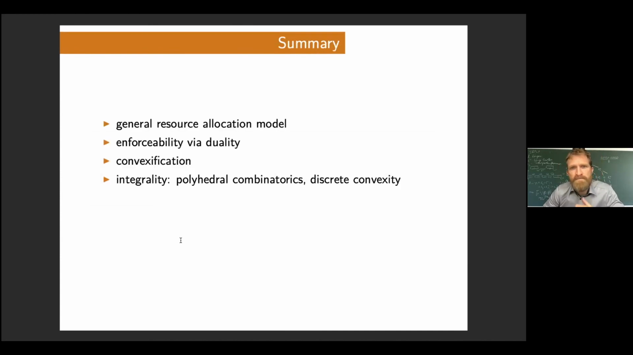And to summarize, what I tried here is to develop a general resource allocation model. Then I developed standard tools in terms of Lagrangian duality that should not surprise anybody of you. And these models I then convexified also in the normal sense, as you would expect.